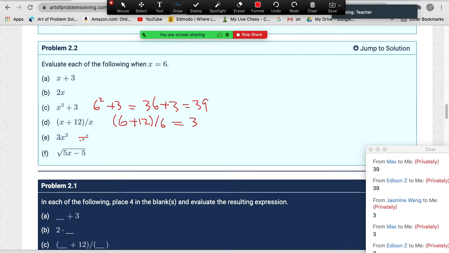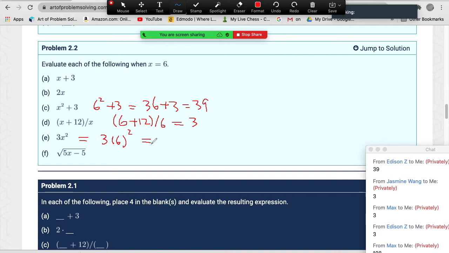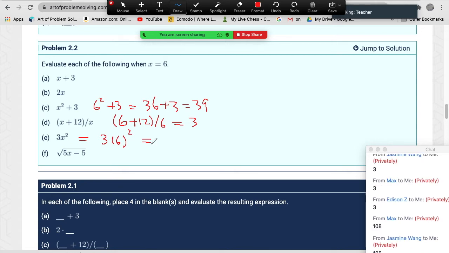Now let's go to E. This one equals 3 times 6 squared. Okay, Max is correct. Who else? Square means that number times itself. So that means you calculate 6 times 6, then times 3. Jasmine is correct. So this one equals 3 times 36. So you get 108.